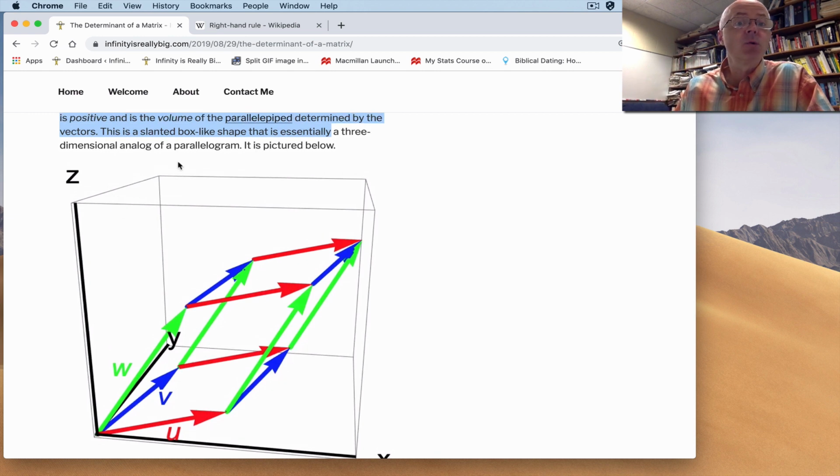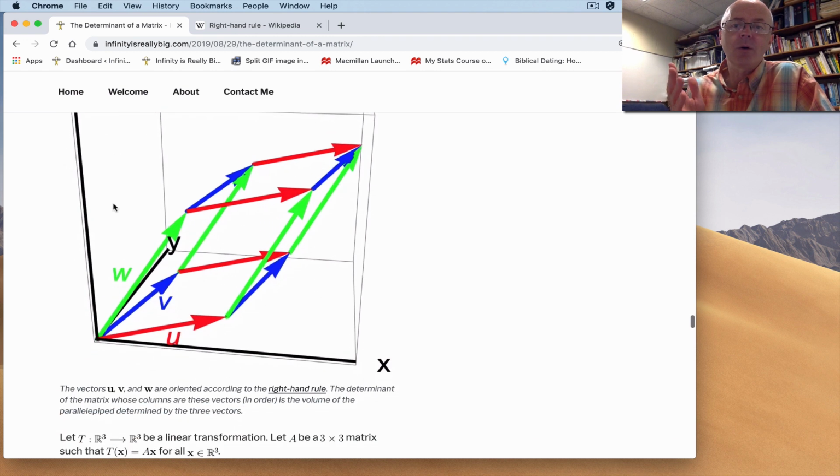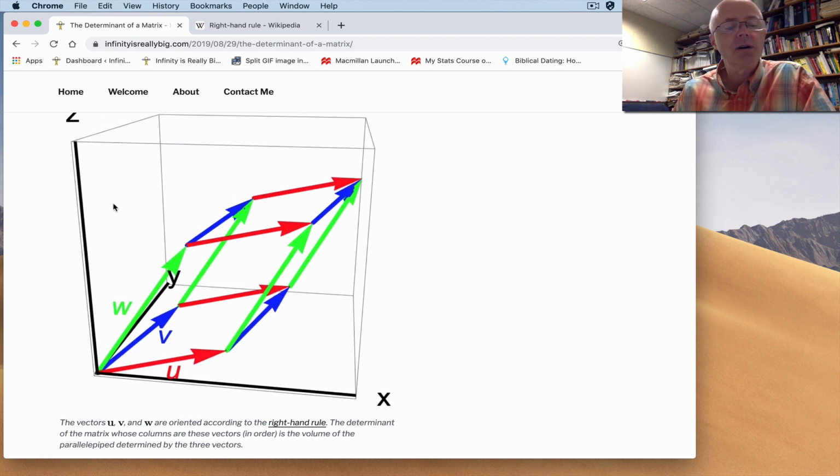It's got a name, a cool name. It's called a parallelepiped. I think that's how you pronounce it. Kind of a fun word to say. Parallelepiped. The determinant of this matrix here will be positive in this situation and will be equal to its volume. Now, if it's not oriented according to the right-hand rule, if it's oriented according to the left-hand rule, then the determinant would be negative and its absolute value would be the volume.